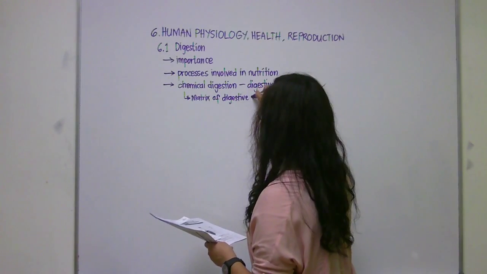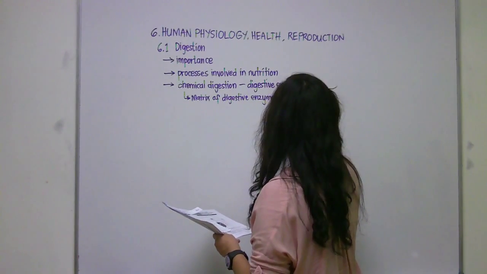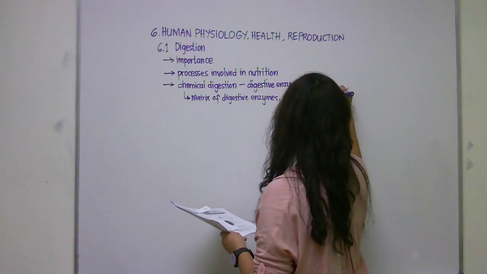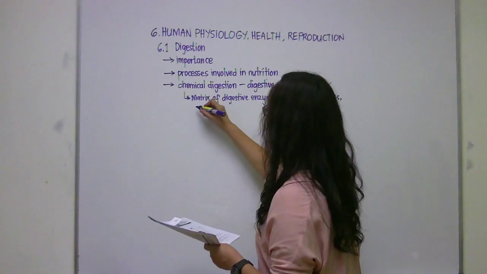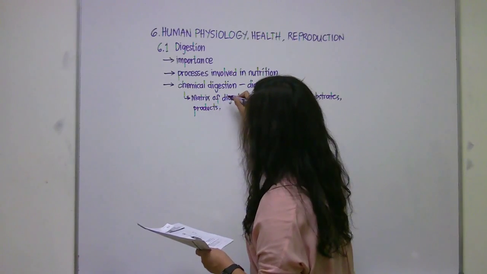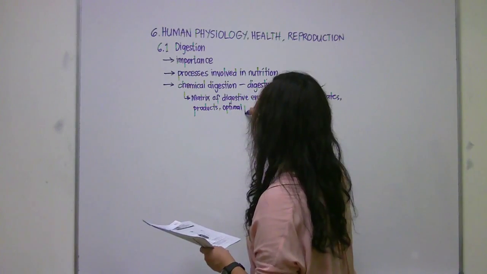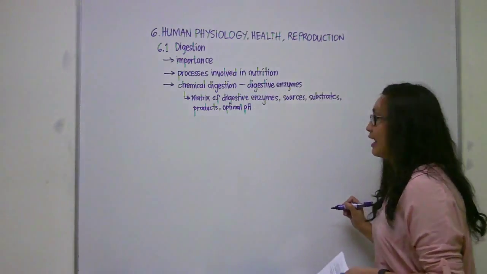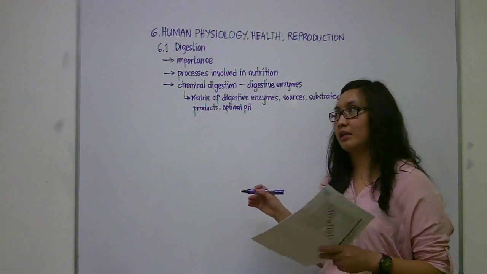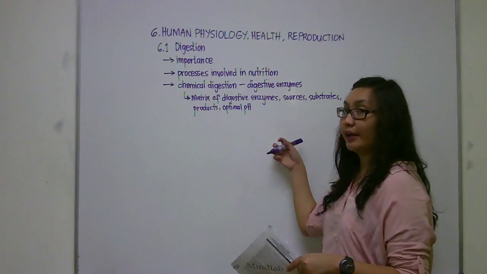Matrix of digestive enzymes: their sources, the substrates they work on, the products that they produce, and the optimal pH. Since students already have background knowledge of what enzymes are, they need to relate what they have learned in the enzymes topic to this area.